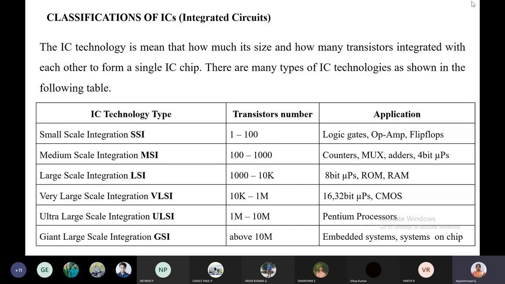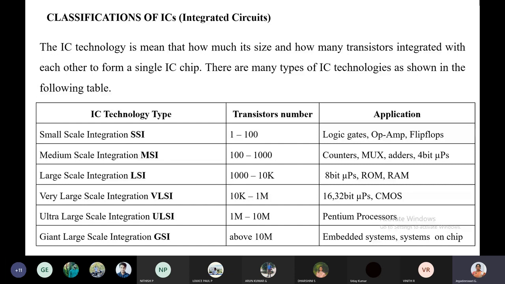Next, this is not enough, right? Then the researchers moved to the next step, that is medium scale integration, MSI. They had done 1 to 100, but it is not enough. Then they tried 100 to 1000 components in a single chip. The applications are counters, adders, mux, demux, etc. So these are the applications that used 100 to 1000 components in a single chip.